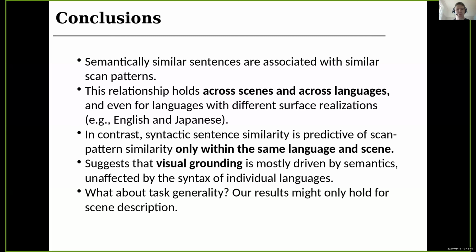Syntactically, the picture is different. The effect was weak or absent, and the syntactic similarity of sentences doesn't seem to be very predictive of scan pattern similarity, again, across and within languages and scenes. I would like to suggest that this shows that visual grounding is mostly driven by semantics. It doesn't seem to be affected very much by the syntax of the individual languages. I would also like to caution that this was only a single task. This was only a sentence description. And we have yet to show that this is an effect that holds across different tasks. Okay, thank you for your attention.